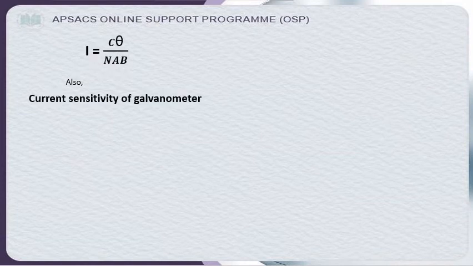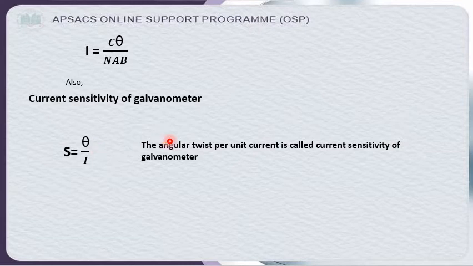Another important term here is the current sensitivity of the galvanometer, and it is represented by S is equal to theta upon I, where S is the sensitivity of the galvanometer. It can be defined as the angular twist per unit current, and that is called the current sensitivity of the galvanometer.